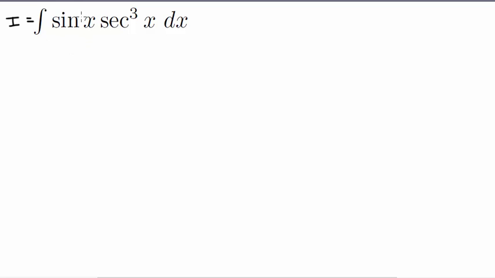Alright, now we're on the fifth question in Jim Coroneos' list of 100 integrals. And today we've been given an integral which I've named I, for the same reasons I've said in the previous video. I've made I equal to the integral of sine of x multiplied by secant cubed of x dx, or sec cubed of x integrated with respect to x.